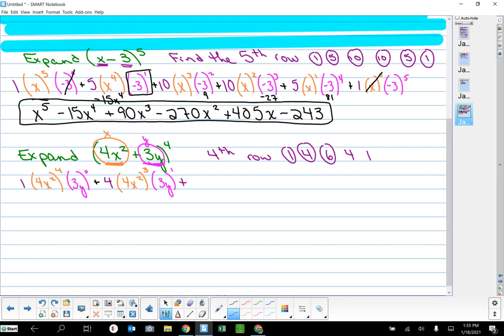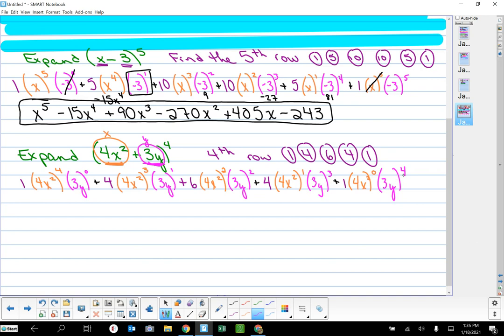Plus 6, 4x squared to the second, times 3y also to the second, plus 4x squared to the first, times 3y to the third, plus 1 times 4x squared to the 0, times 3y to the fourth.